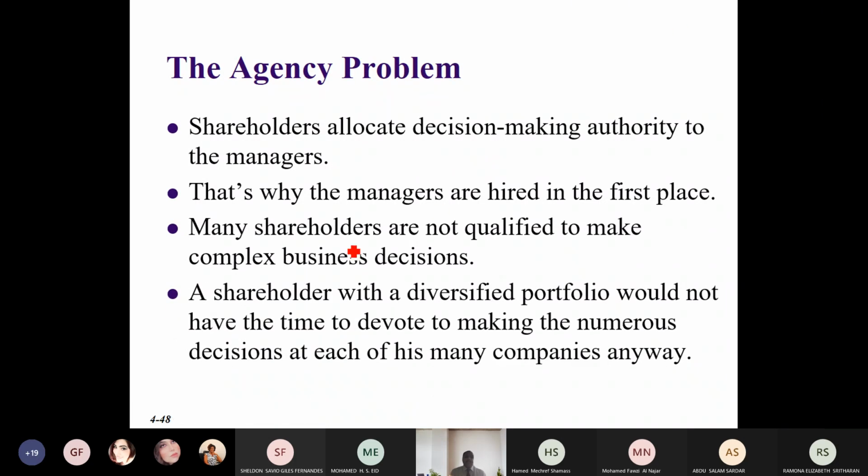Okay, it asks why you need a CEO. Don't hire a CEO. What answer do you have for it? It says that if there is an agency problem, if there is a conflict of interest, then why does the shareholder hire the manager?